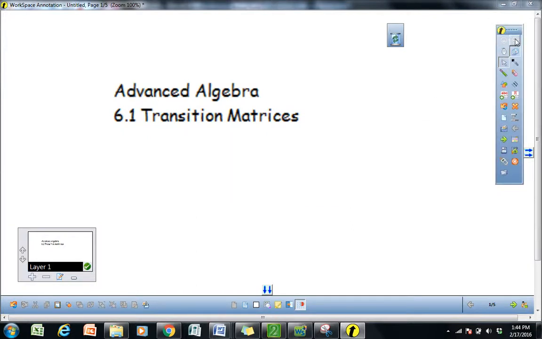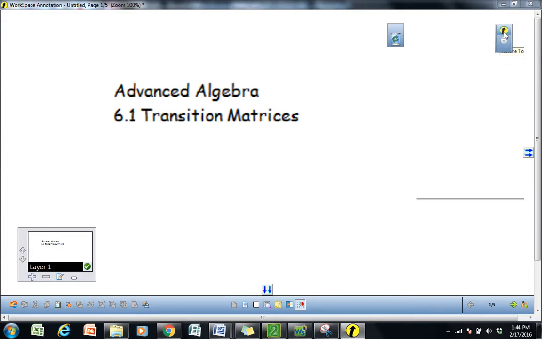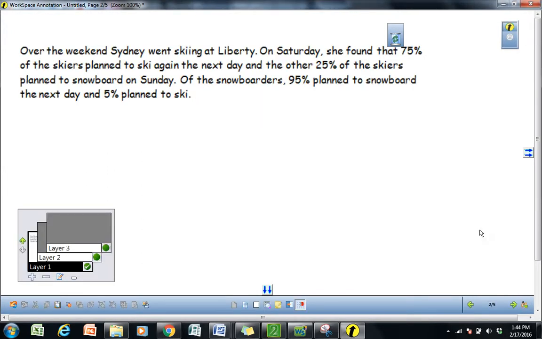Alright, tonight we are going to start transition matrices. So, first example, over the weekend, Sydney went skiing at Liberty. On Saturday, she found that 75% of skiers plan to ski again the next day, and the other 25% of the skiers plan to snowboard on Sunday. Of the snowboarders, 95% plan to snowboard the next day, and 5% plan to ski.